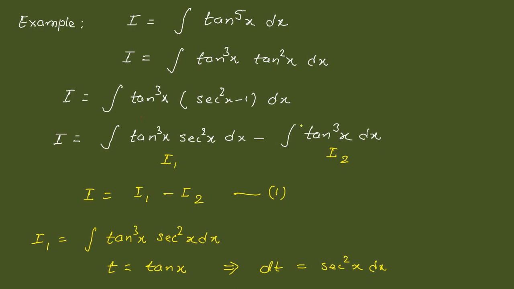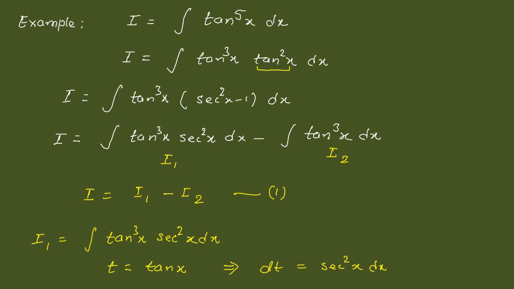What happens in such a situation if we have tan to the power 5x dx? So we can see here there is no sec x present, but still we can do something here, and let us try to understand what we can do. This tan to the power 5x can be written as tan cube x times tan square x, and this tan square x can be written as sec square x minus 1.